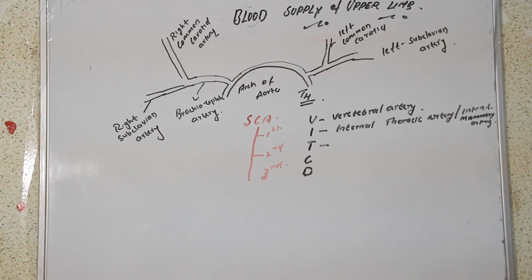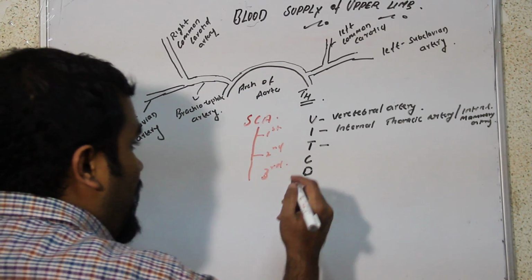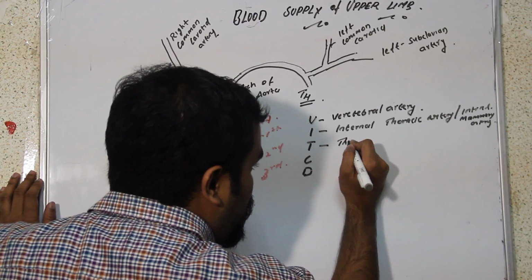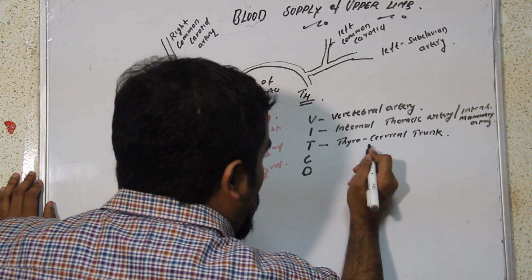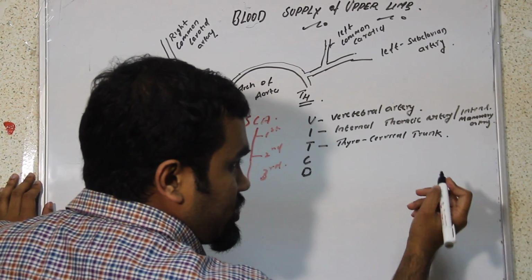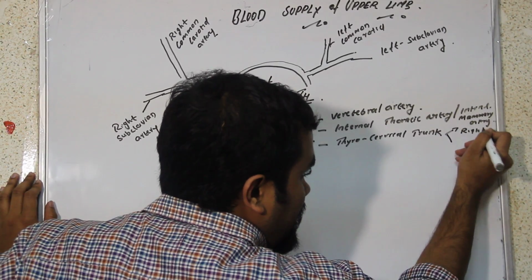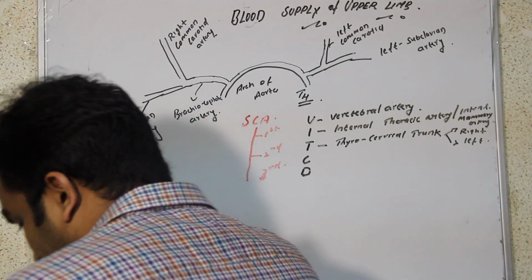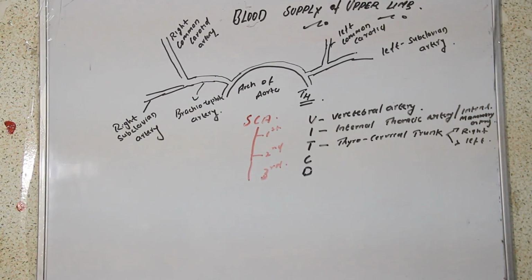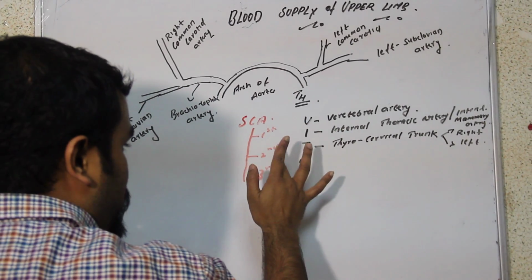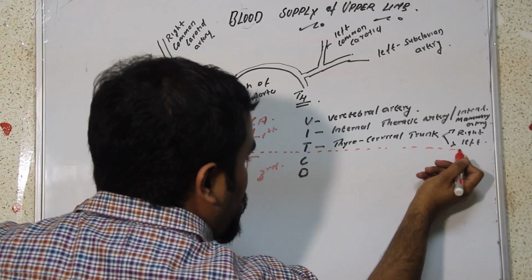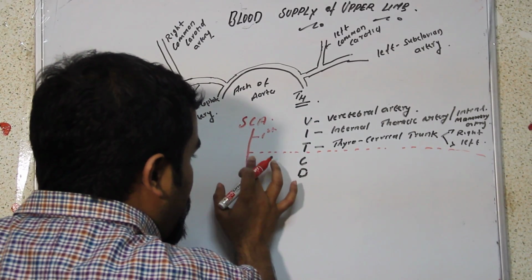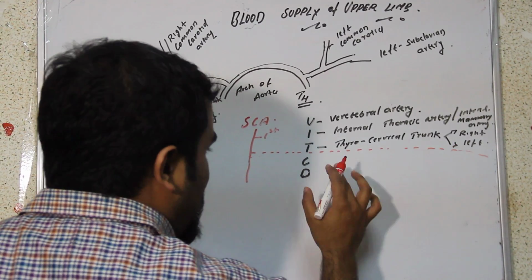Now we have to divide into the first, second and third part. This vertebral artery, internal thoracic artery, and we have the thyrocervical trunk here. This thyrocervical trunk can be right and left, okay. So as there are three parts, up to the right and left thyrocervical trunk it is the first part of the subclavian artery, okay. I told you it has different parts.